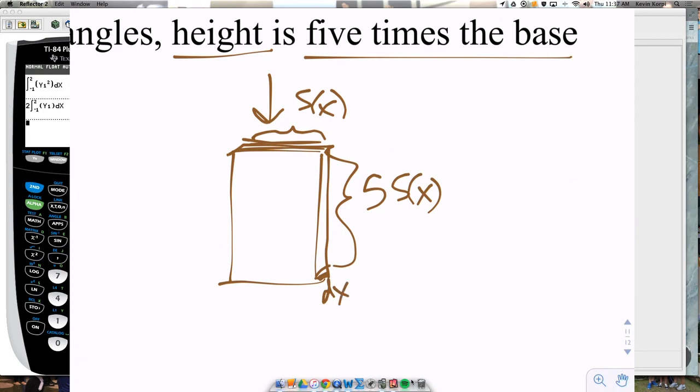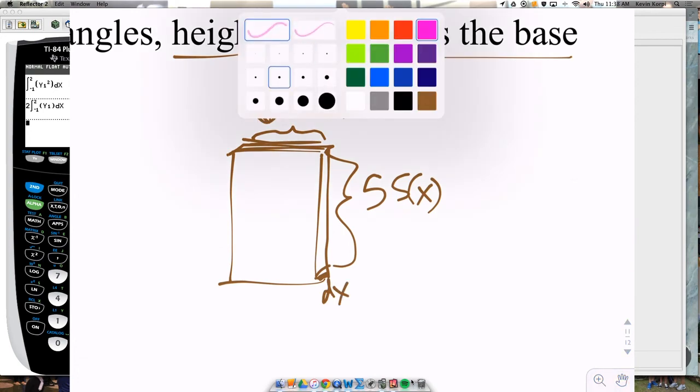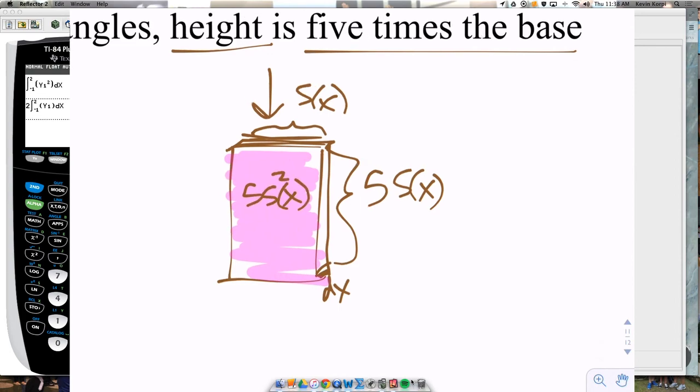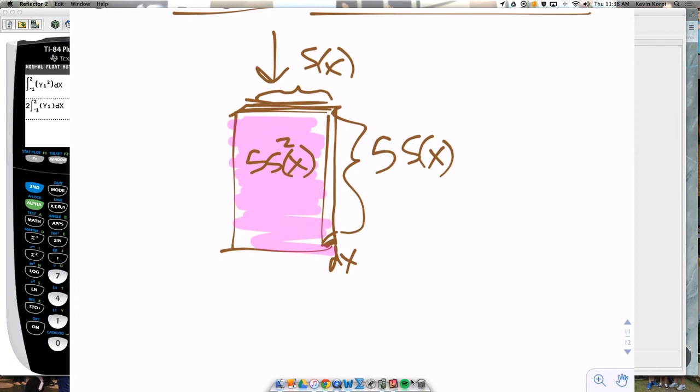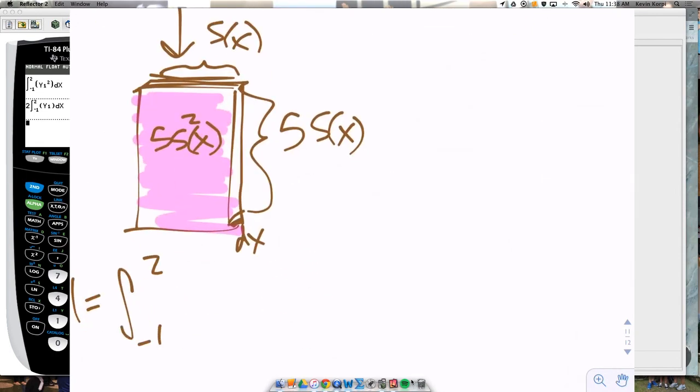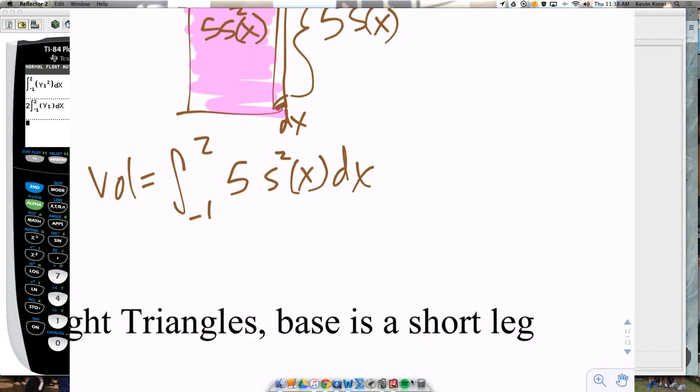So what would the area of the face be? 5 S of x times S of x, which is 5 S of x squared. Perfect. That's a 5 times S of x. So the volume would be the sum of the infinitely thin slices from -1 to 2 of 5 times S of x squared dx.